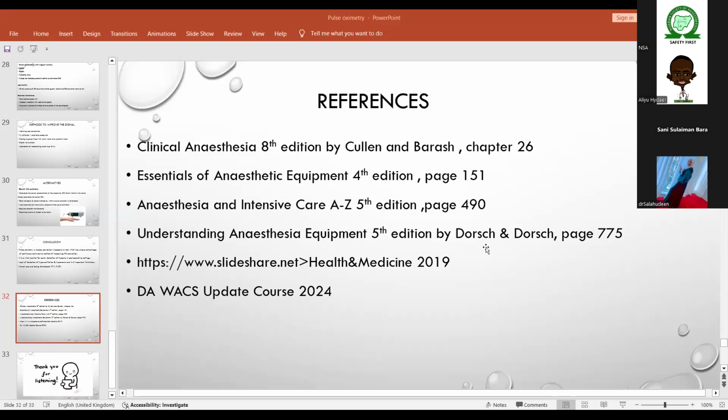Then for the perfusion index, I say the perfusion index also gives a continuous non-invasive responsiveness to ventilated patient. It's also picking the respiratory cycle as well.